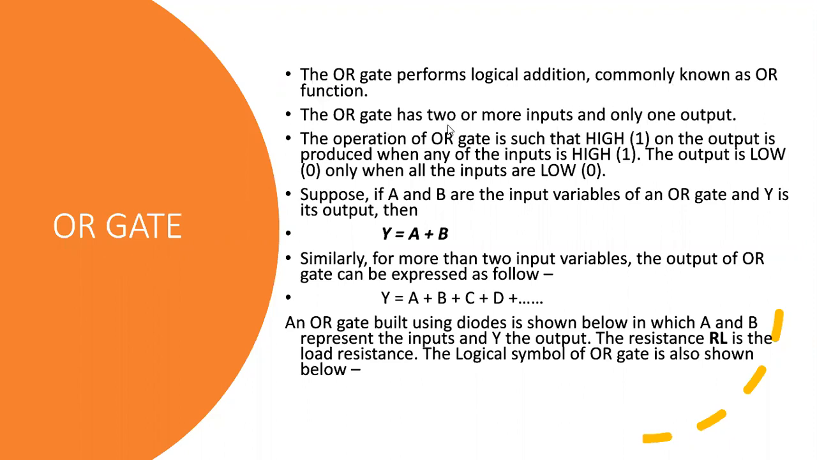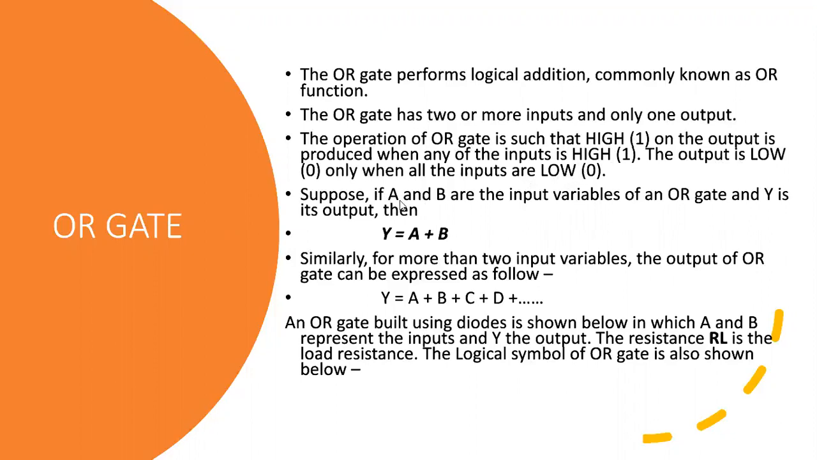So the OR gate has two or more inputs and only one output. This OR gate produces the high output if any one of the inputs is high. If you give any one of the inputs high, then it produces the high output. So the output is low when all the inputs are low. If all the inputs are low, only then does it produce the zero output.